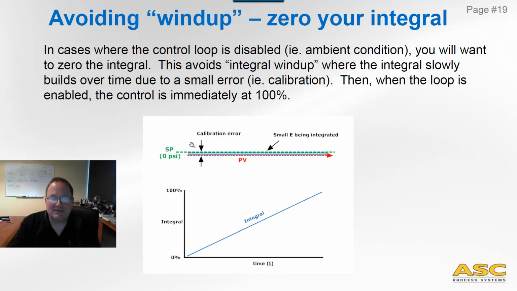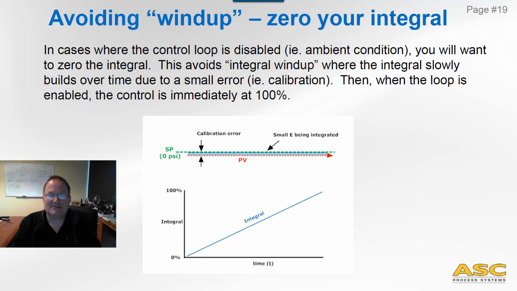So here's a case where my autoclave door might be closed or open, but due to some calibration error, there's a small error between set point and my process. So pressure and set point, small error. Well, over time, it could be hours and hours, the PID wants to integrate that error, and it's going to slowly increase that integral value over time to the point where it'll go all the way to 100%, even though I'm very close to set point.